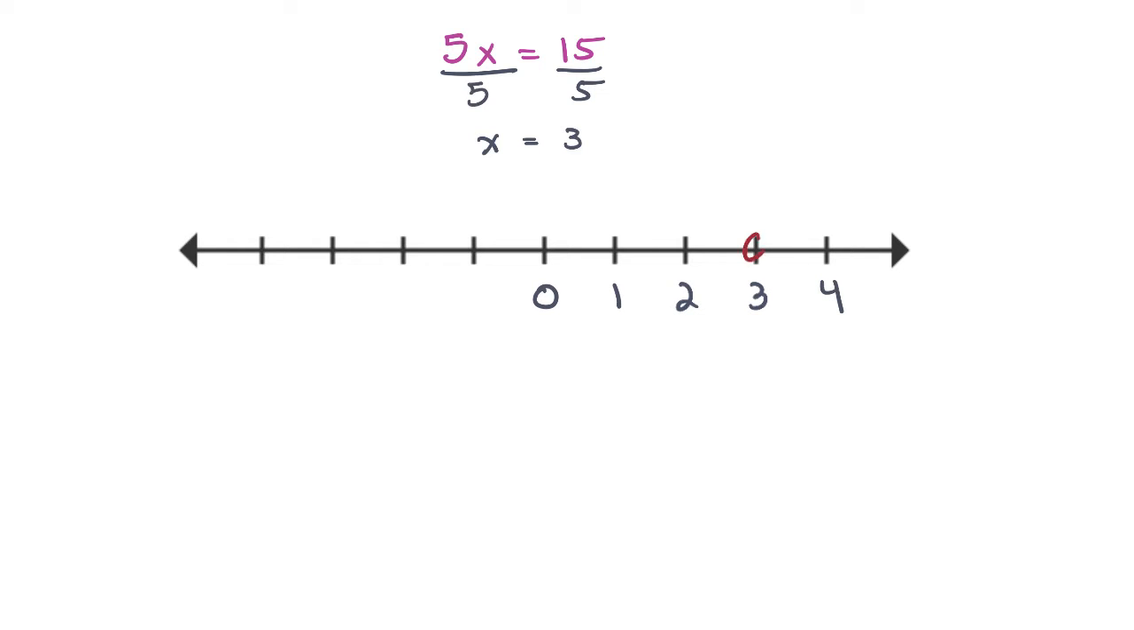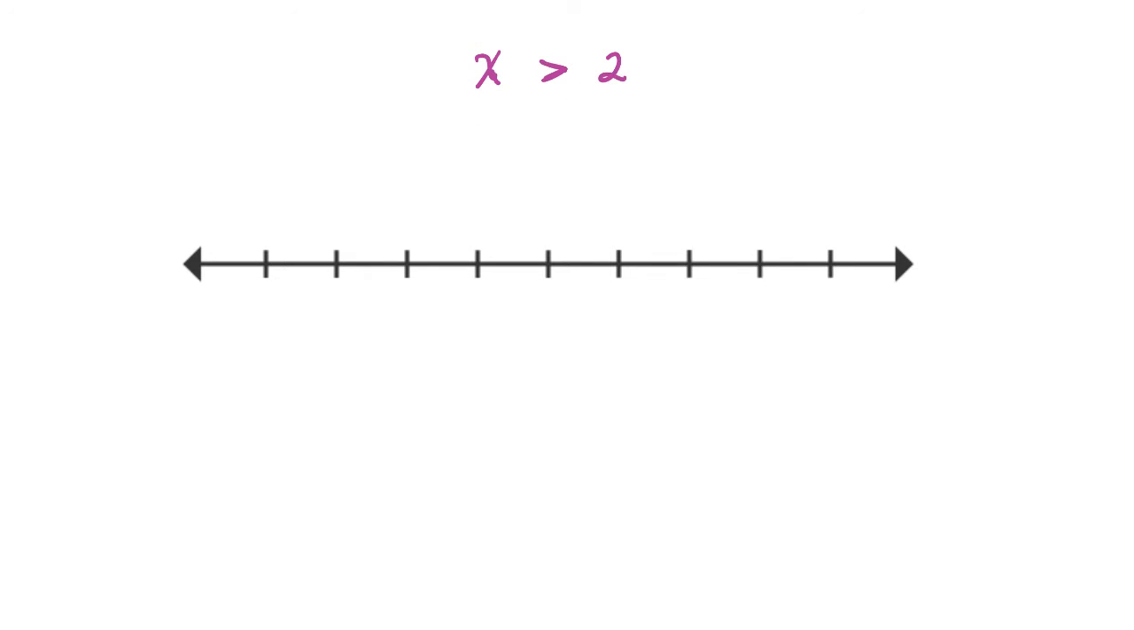All you get is the point 3 marked on a number line. What we're going to look at today is when you have an inequality with multiple solutions, and so now it becomes more relevant to graph the solution set, or the values of x that make it true.